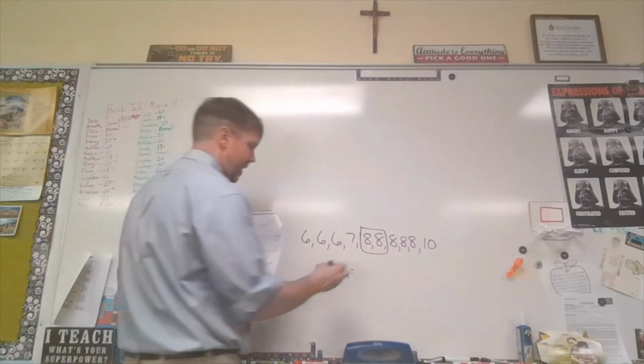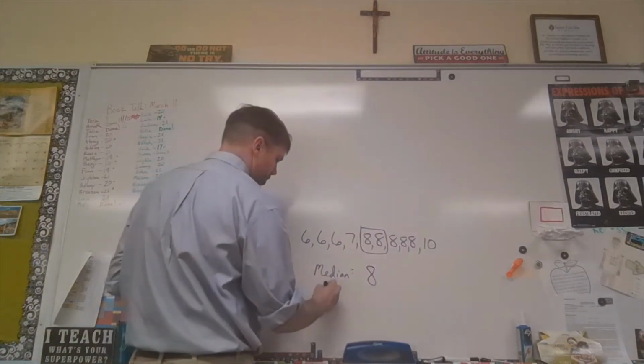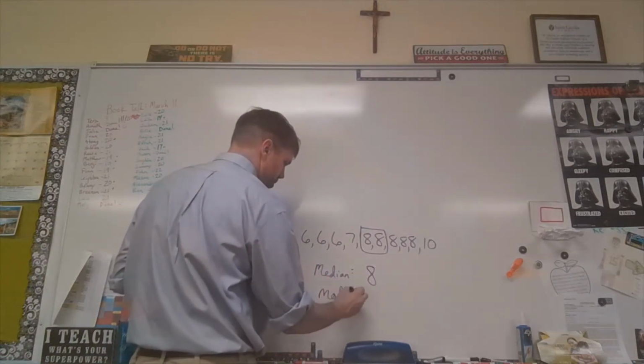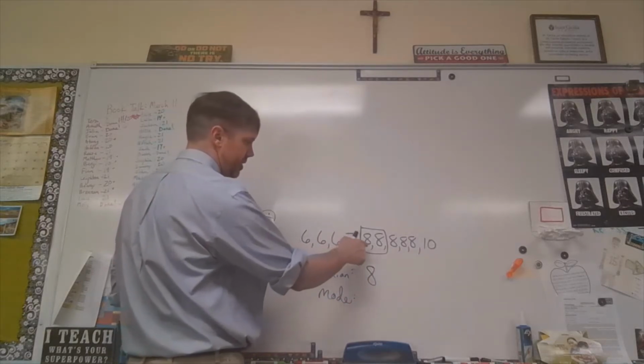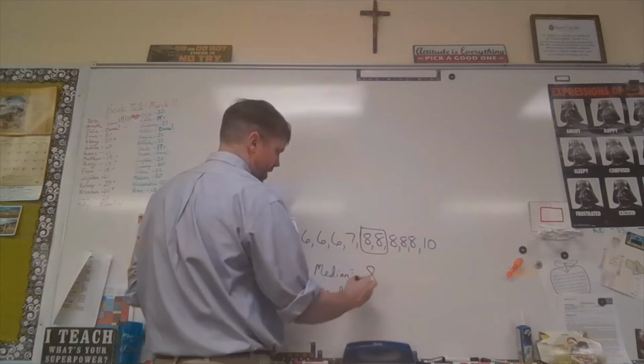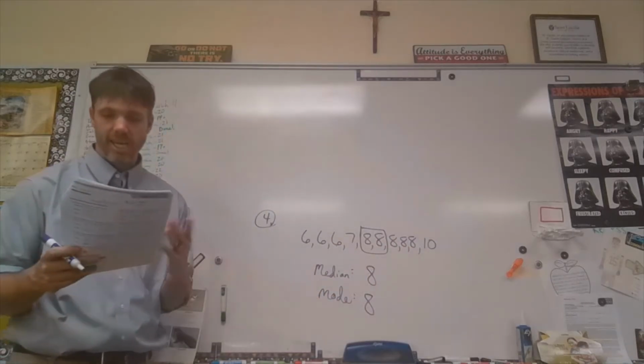So you can just write 8. You don't have to worry about doing the adding and division. And then the mode is which number appears most often. Well, I see 3 6s here, but I see 1, 2, 3, 4, 5 8s. 8 appears the most often, so our mode is going to be 8.